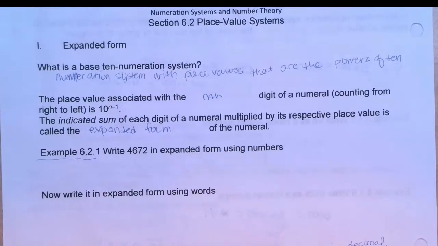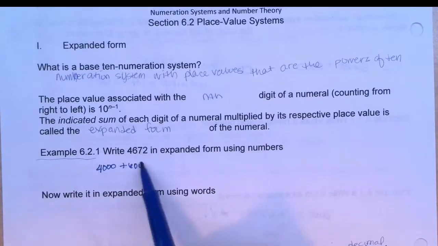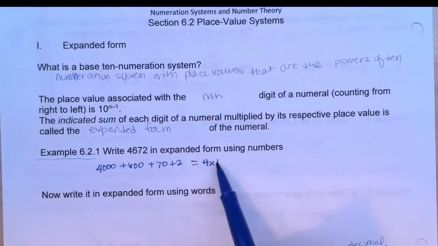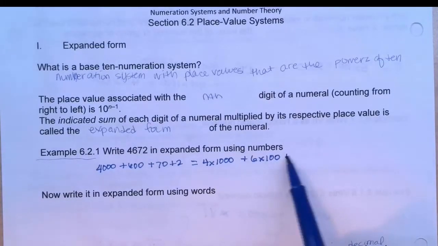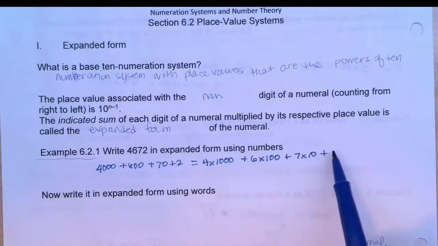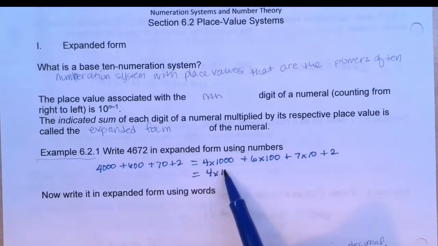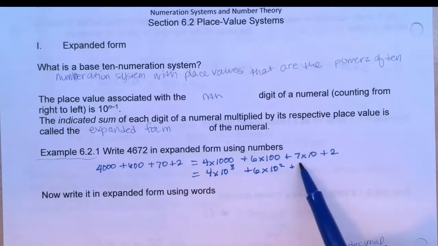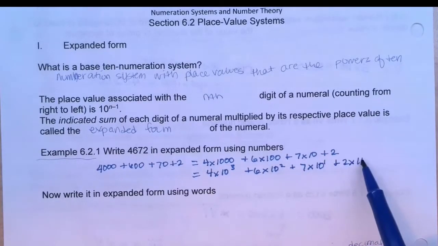If we have the number 4,672, we can rewrite this as 4,000 plus 600 plus 70 plus 2, which would be 4 times 1,000 plus 6 times 100 plus 7 times 10 plus 2. Well, each of these is a power of 10. So we really have 4 times 10 cubed plus 6 times 10 squared plus 7 times 10 to the first plus 2 times 10 to the 0.